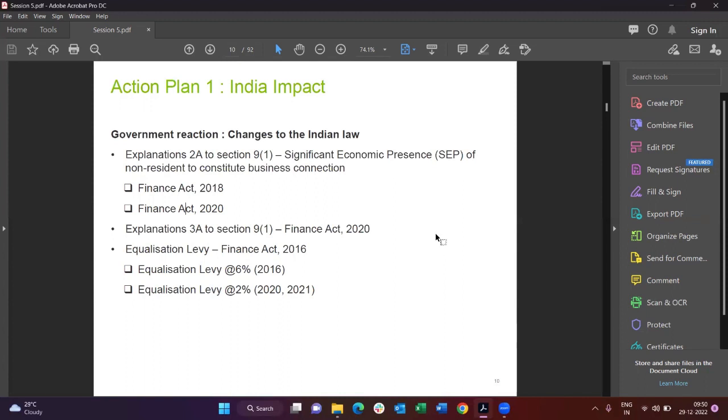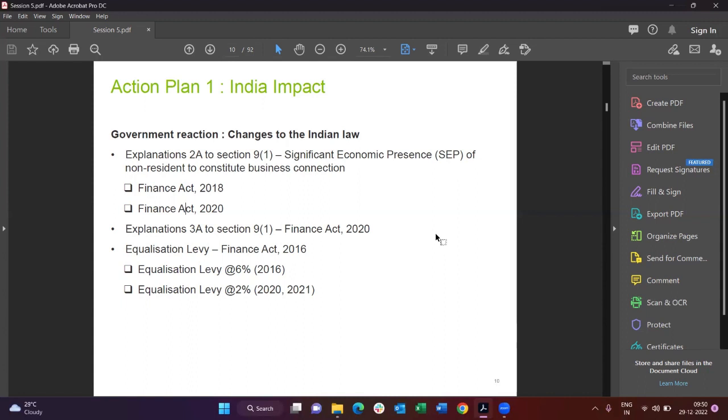Equalization levy was levied at 6% on online advertisements and 2% on e-commerce operators. They even amended section 9(1) to include that if there is a significant economic presence, then it would also constitute a business connection and it would be deemed to be income accruing or arising in India. So India was the pioneer in taking those steps.